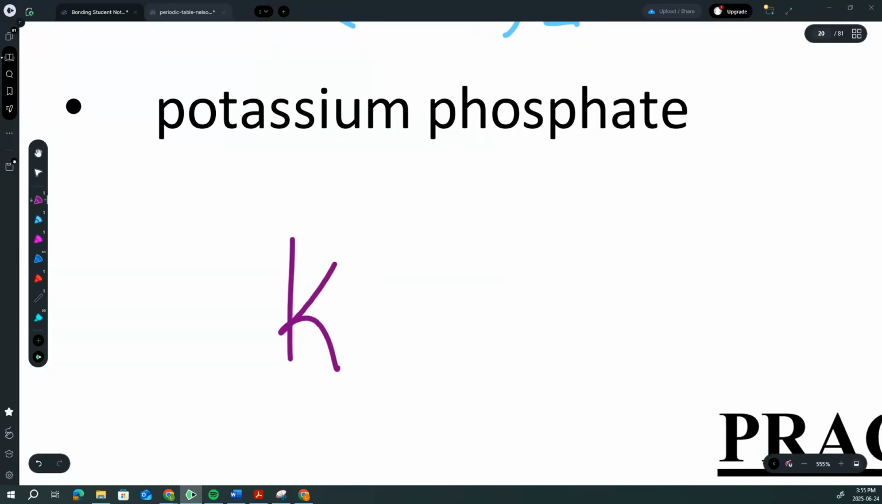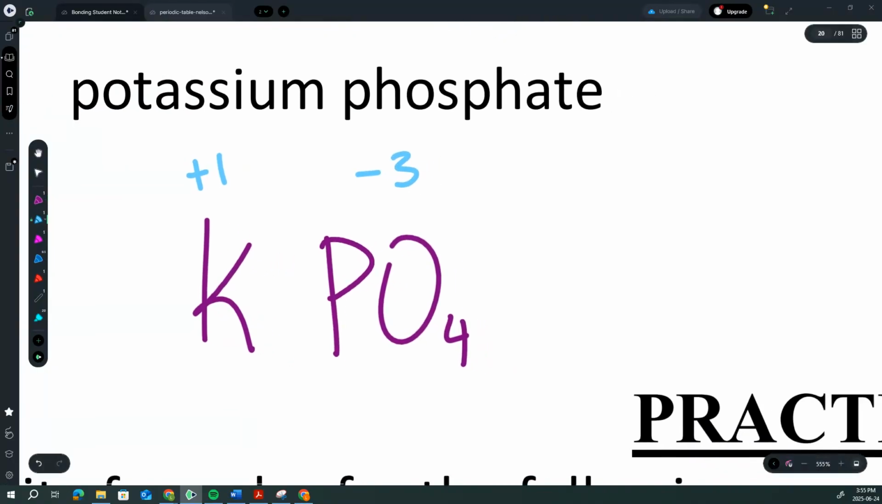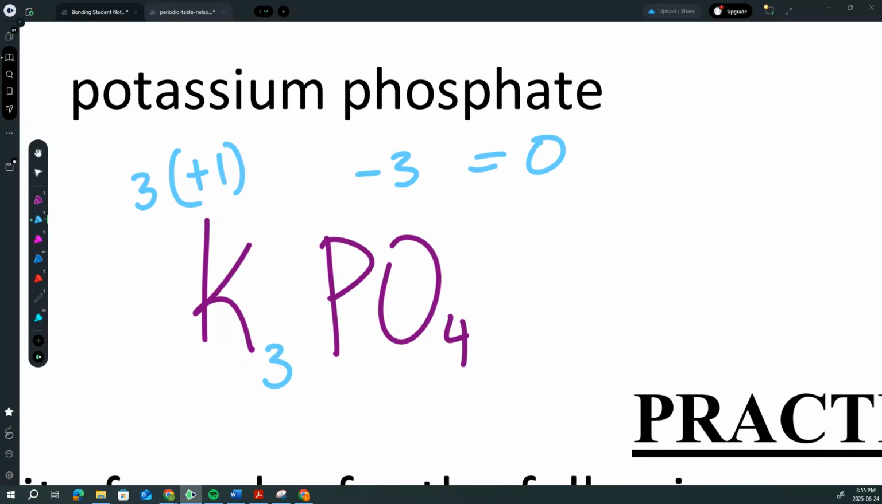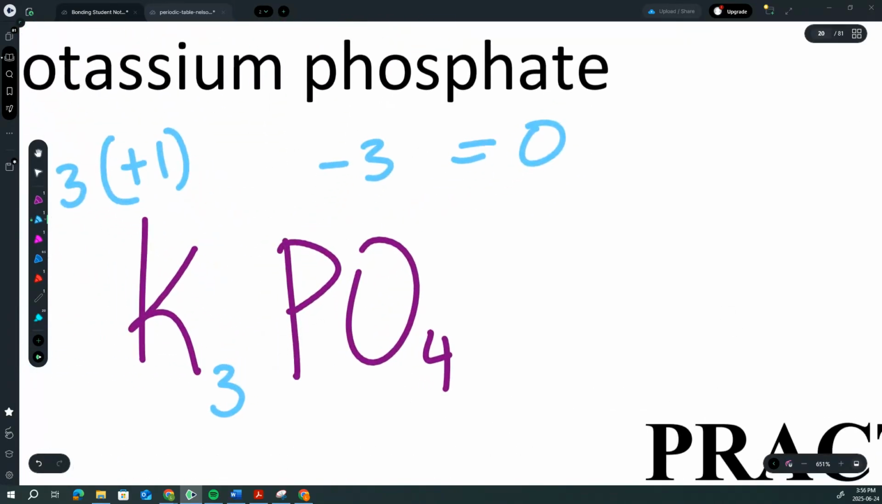So K, and then phosphate likes to have a minus 3 charge. Okay, so we know 1 minus 3 does not equal 0. Therefore, we got to do crisscross applesauce. So 3 times 1 is 3 minus 3. Yep, that does equal 0. So that is complete. Okay, and since we only have 1 phosphate ion, I do not need to put brackets around it.